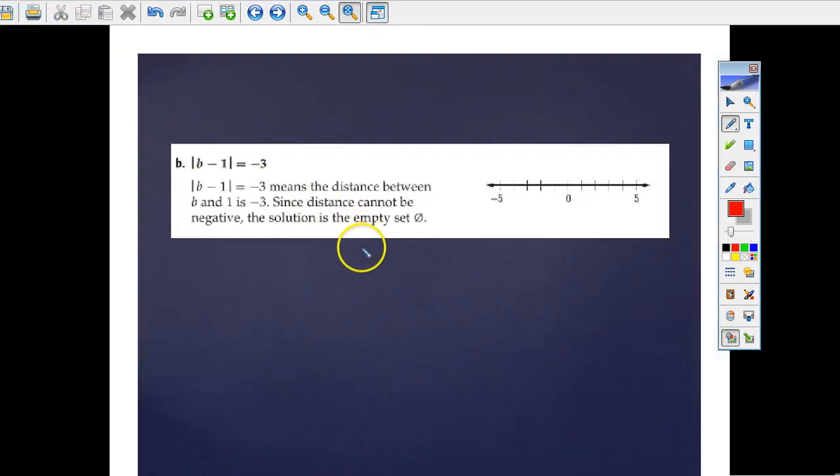Okay. So here you have the absolute value of b minus 1 equals negative 3. So that means the distance between b and 1 is negative 3. Since the distance cannot be negative, there's no such thing as an absolute value being a negative number. So the solution set is an empty set. Remember we learned in the previous section, this means the empty set, there's no solution.